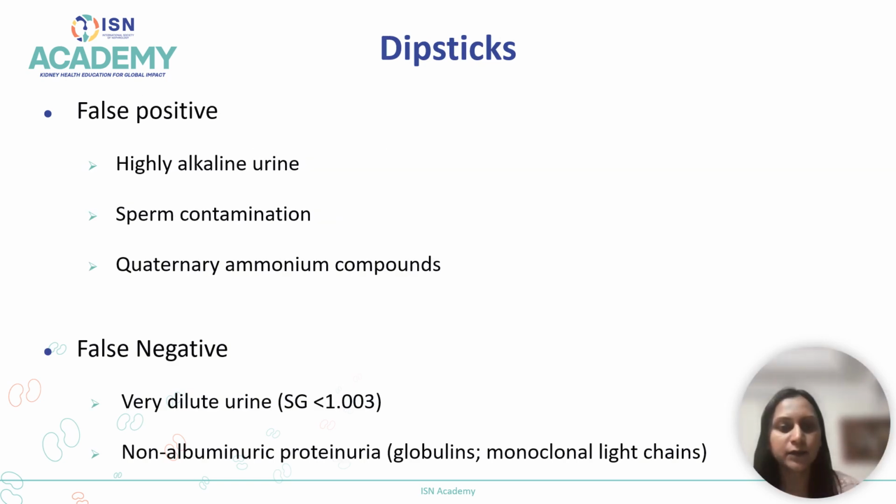Highly alkaline urine, contaminated urine, and presence of quaternary ammonium compounds may give false positivity in dipstick. If the urine is very dilute or if there are globulins, we may get a false negative for proteinuria in dipstick.